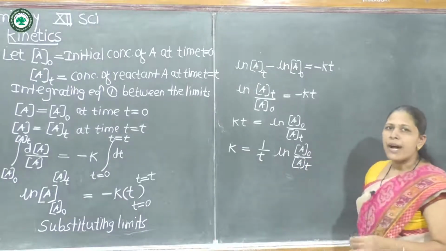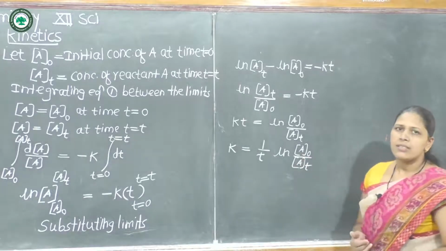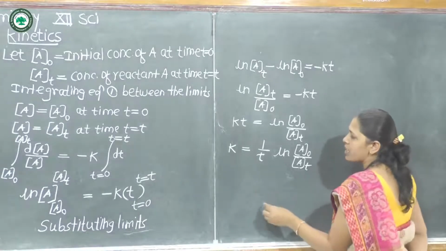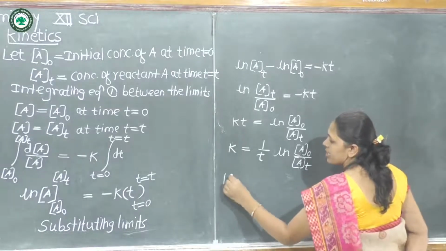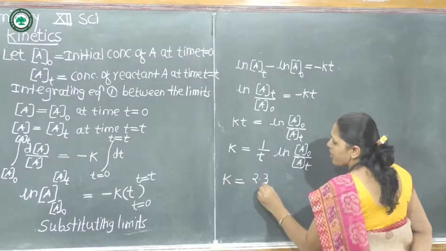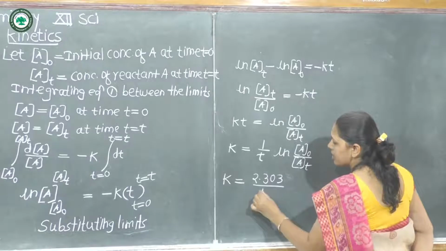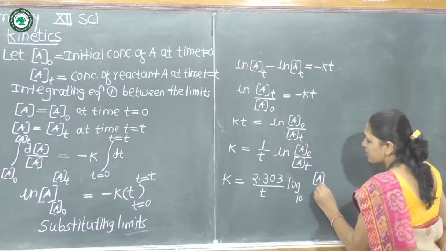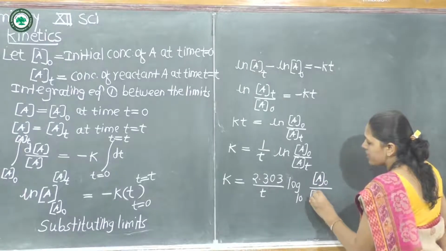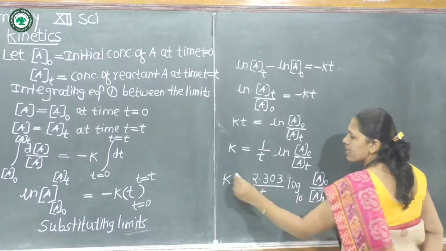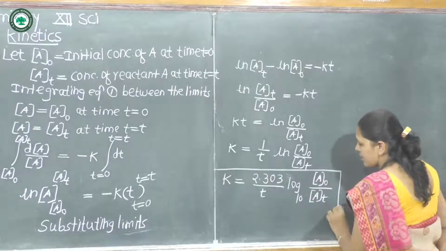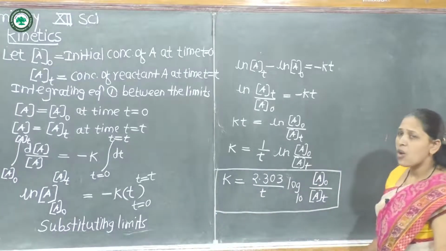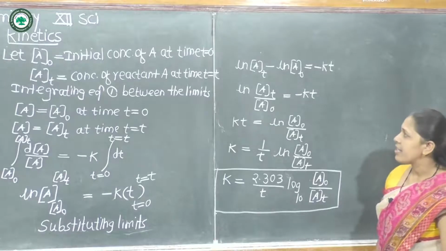Then by converting ln, that is natural logarithm, to the base 10 by multiplying by 2.303, K is equal to 2.303 divided by t log to the base 10 of concentration of reactant A0 divided by concentration of reactant at time t. This is the integrated rate law for first order reaction.